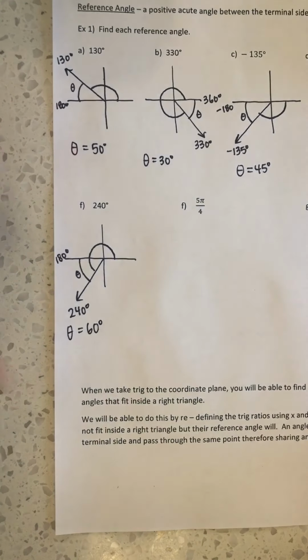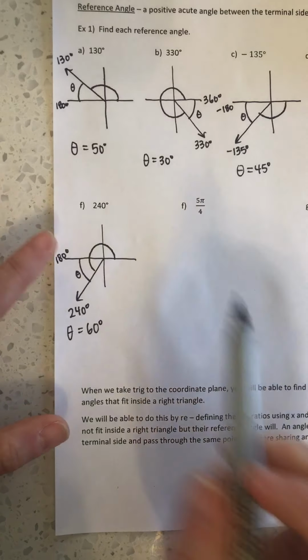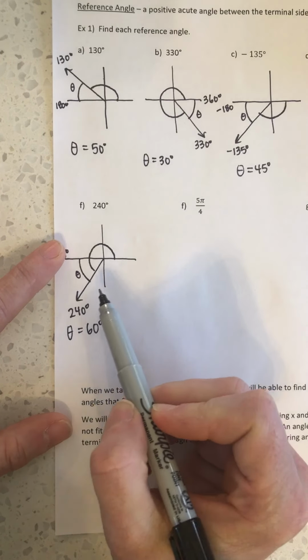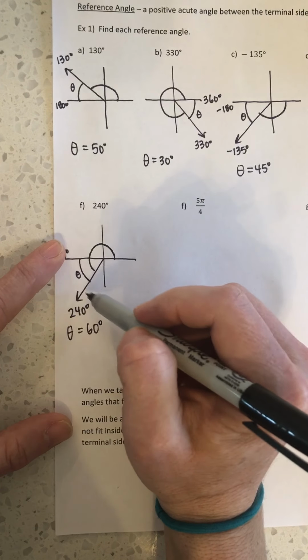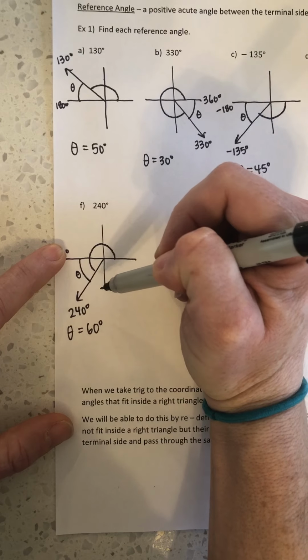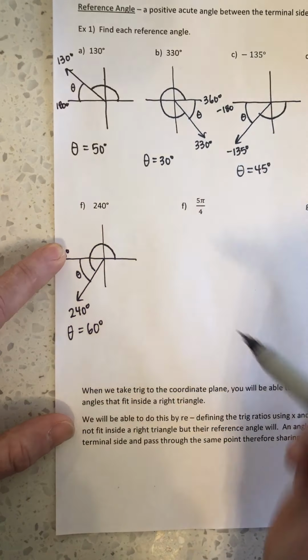One of the most common mistakes when students start working with reference angles is sometimes they'll try to go between your angle and the y-axis. Please do not go to the y-axis. It's always between your angle and the x-axis. Never, ever, ever go to the y-axis.